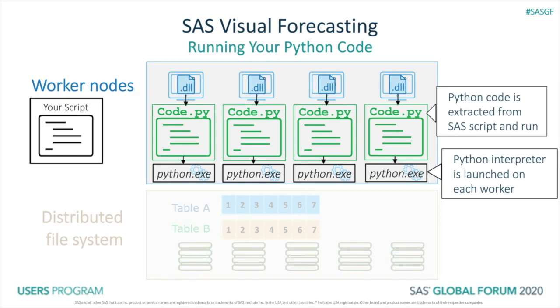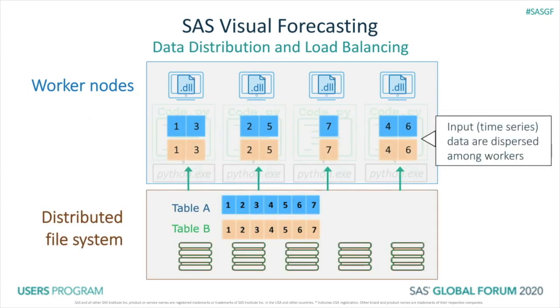So what's missing now is the data. So here we go back to the distributed file system, which is going to take the data and send it to the worker nodes.